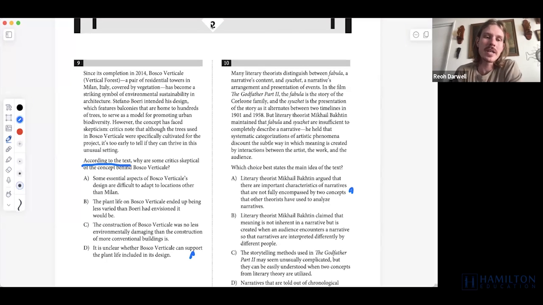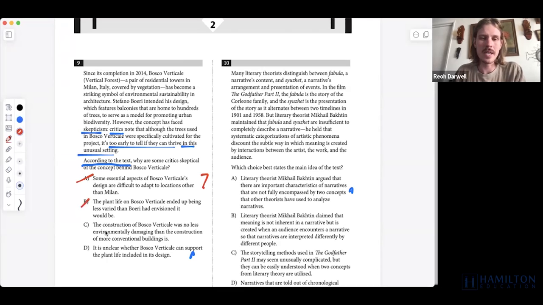So why are some critics skeptical of the concept? Well, here's the skepticism from critics, all right? So what is it? It's too early to tell if they can thrive. So do any of our answer choices say something like that? A doesn't, right? A says we can't put this elsewhere. Did critics mention that? No.